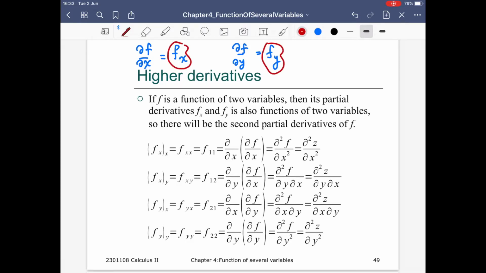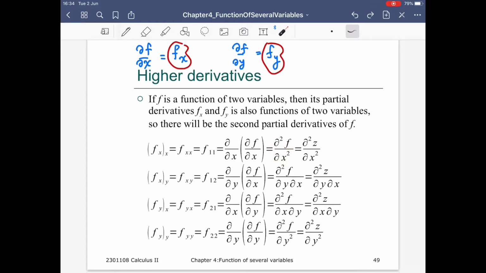For example, you find the derivative with respect to x, and then another one by x. This one is called the second derivative, which is f sub xx, or sometimes we use the notation that looks like a fraction, so it is d2f by dx square.